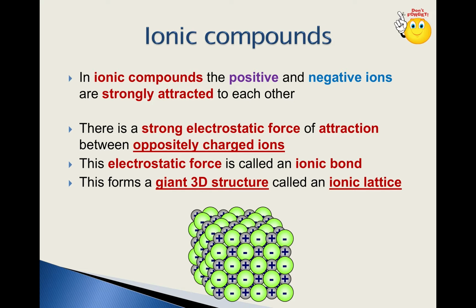So if you were to take a piece of salt, which is sodium chloride, and you were to zoom in with a very, very powerful microscope, just imagine you could do this. You can't do this in reality, but you would see a structure that looks like this, a giant ionic lattice. If you then zoomed in further onto the positive and negative ions, you'd see that dot and cross diagram that we've drawn for sodium chloride.